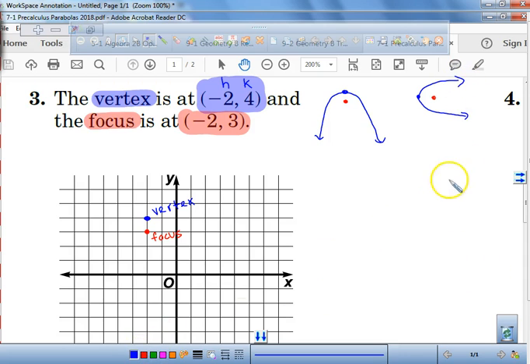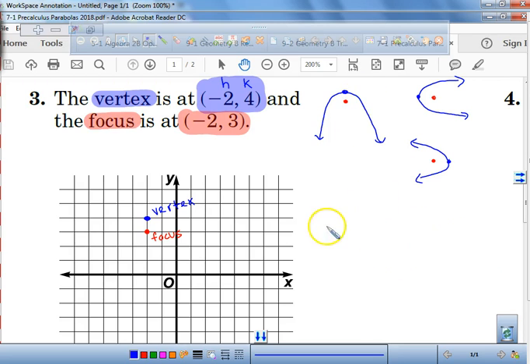One more to make sure you get this concept. If the vertex is right here and the focus is right there, where would it open? It would open to the left. So in all of these problems, you have to figure out which direction your parabola opens.